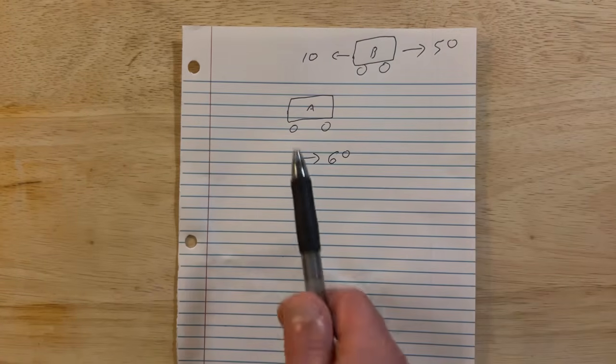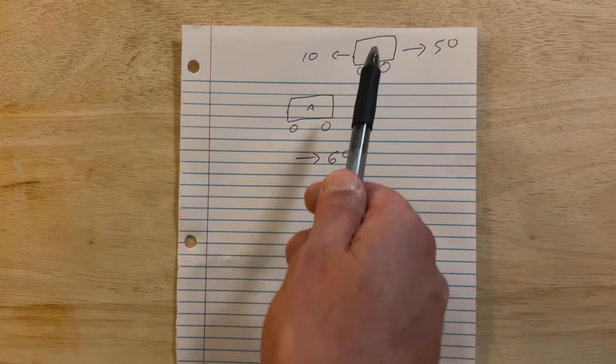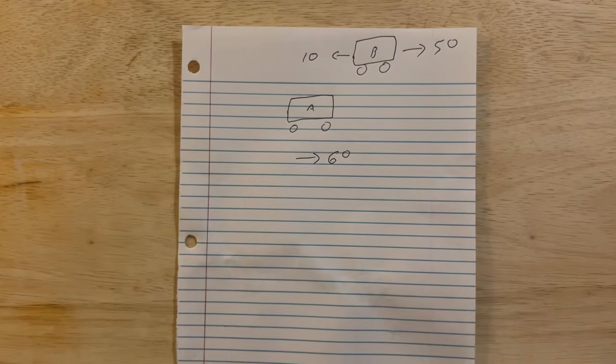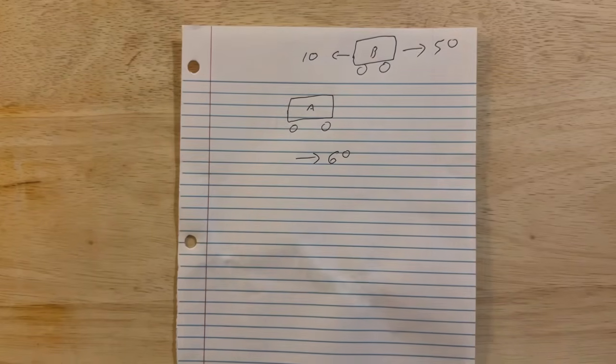So if the person in train A or spaceship A wants to throw a ball to the person in train B, here on Earth, train A would have to lag the target, which means A will have to throw that ball out to the left of B.